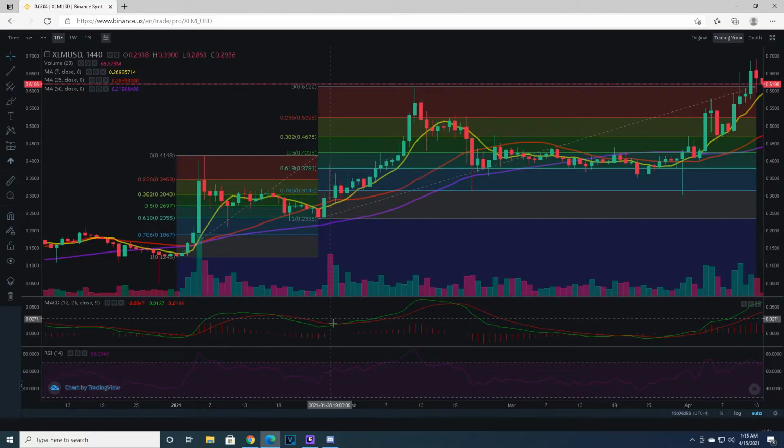I want to make sure that this is clear. None of these indicators work by themselves. They are all tools to be put together. They are all puzzle pieces. So here you have a touch of the 61.8, the 7 cross under the 25, and then you go bullish.